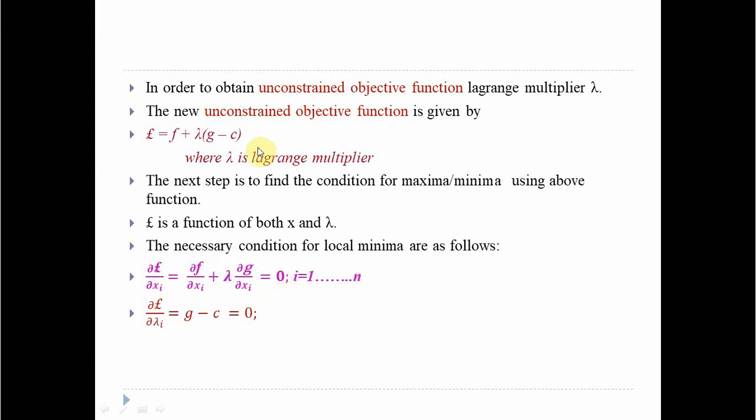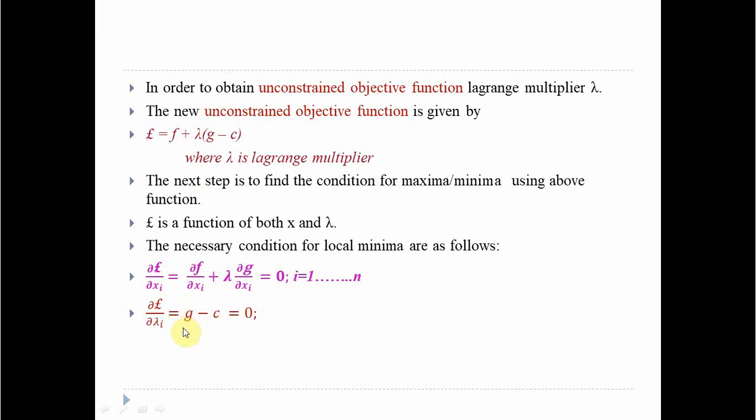The next one is to differentiate this with respect to lambda, that is Lagrange's multiplier. When you differentiate this with respect to lambda, f becomes a constant because it does not have any lambda term. The second term has a lambda term, and g minus c acts as a coefficient. So when you differentiate this function with respect to lambda, g minus c is what you get. So this is equated to 0.